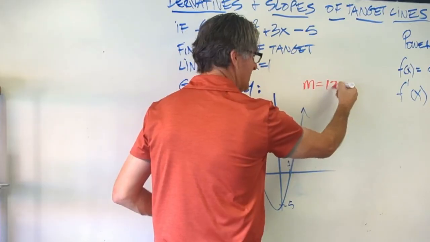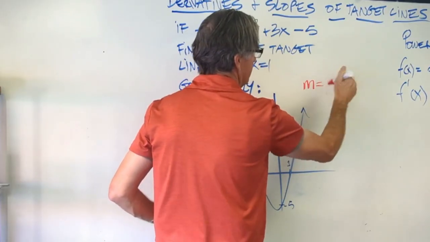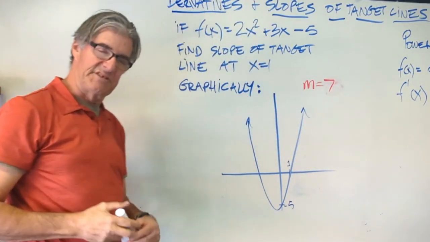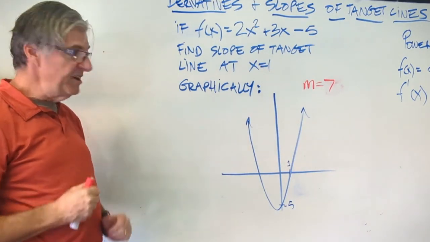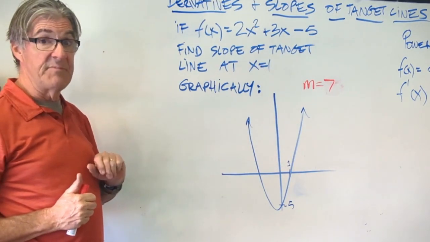Remember we did that, and I'm sorry, the slope was 7. I thought it was 4, then I thought it was 7, and that 7 is what it is. So the slope of the tangent line is 7. Pause the video, sketch your tangent line, and come right back.